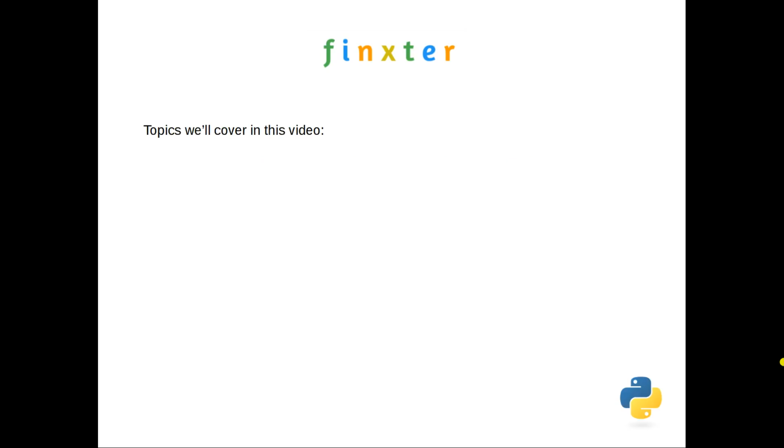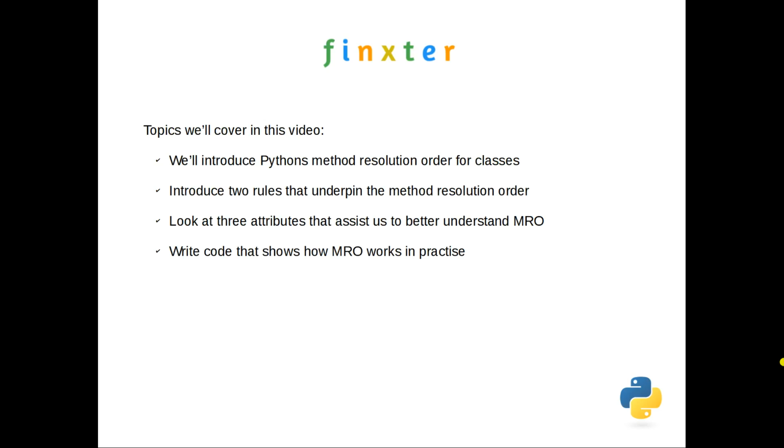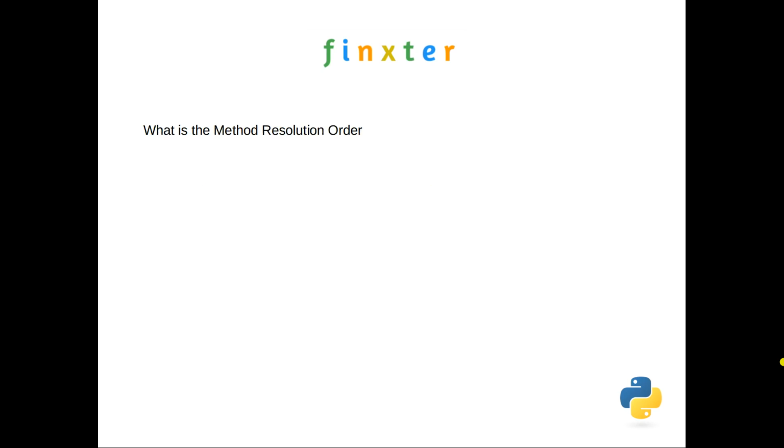The topics we're going to cover in this video will introduce you to Python's method resolution order for classes and those rules that underpin that method resolution order. We'll look at three attributes that assist us to better understand how MRO works. And we'll write some code that shows how it actually works in practice. And we'll look at some errors that could arise if we were coding and we had no knowledge of MRO.